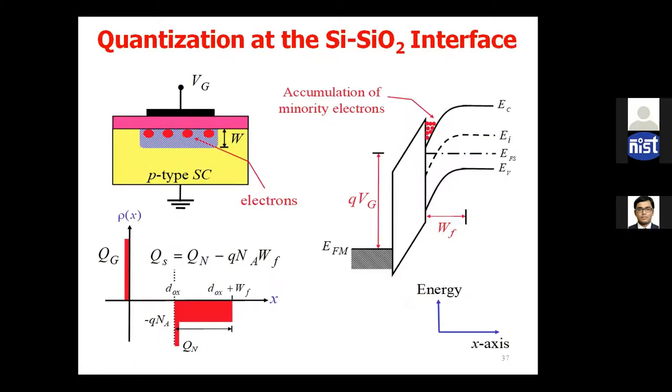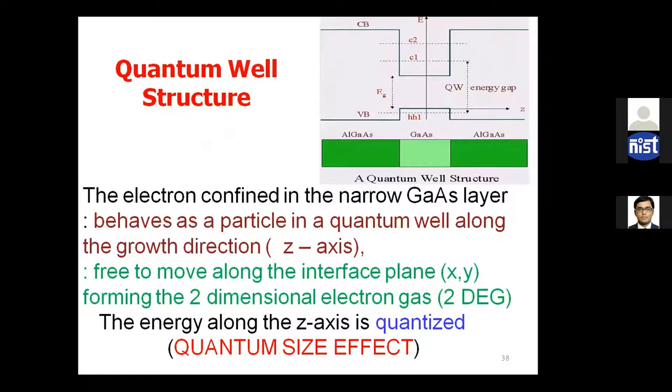See, this quantization, we are all acquainted with the MOS structure, which is at the silicon dioxide interface. Due to this quantization, there is accumulation of minority electrons, and the behavior of this electron will be two-dimensional, 2DEG. So we use it in CMOS. This is due to the quantum size effect, and here we treat the electron as moving only along the interface.